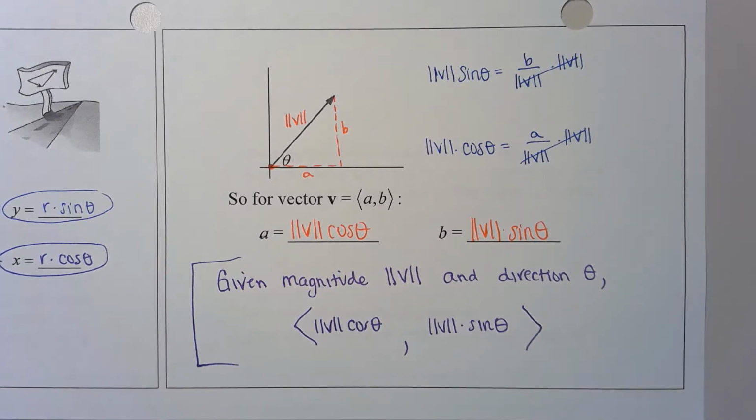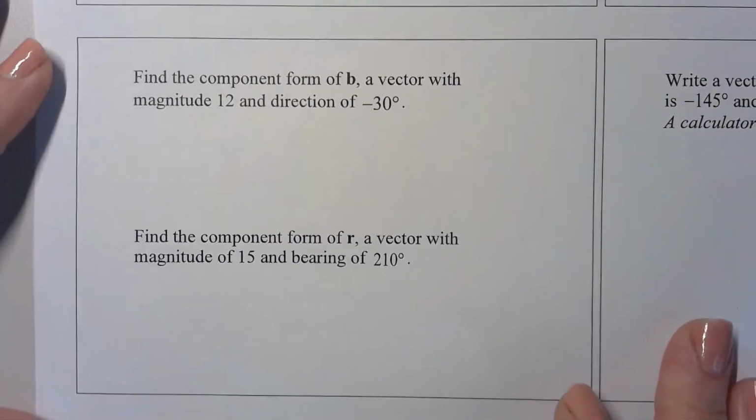All right. So let's go down here. It says find the component form of vector b.